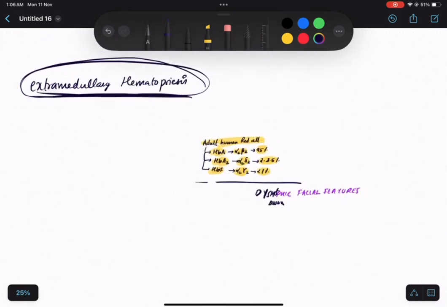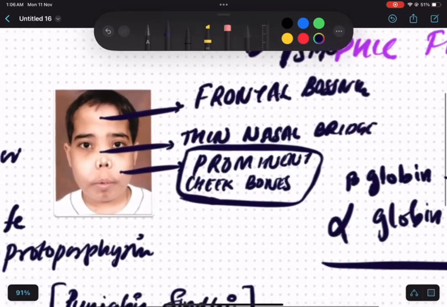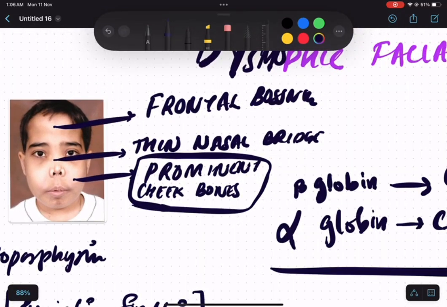Now, in thalassemia patients, there is ineffective erythropoiesis. So this hematopoiesis shifts to other parts of the bone of the patients, and the bone becomes thick due to the erythroid hyperplasia, and these prominent cheekbones are seen in patients with thalassemia.